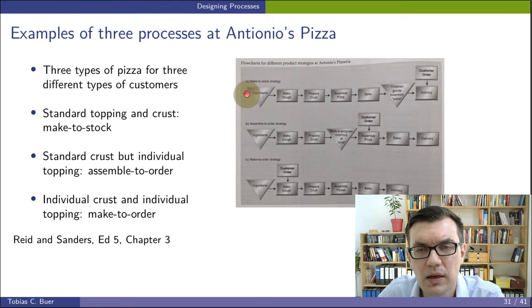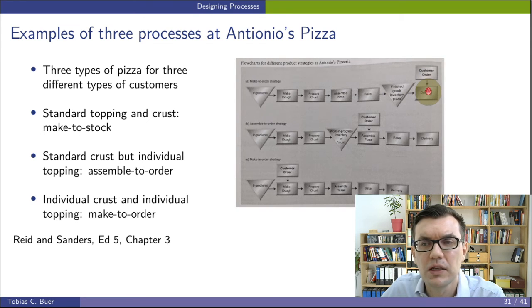This is shown in step number A. We have an inventory of ingredients and we use this inventory to make some dough. After we prepared the dough, we prepare the crust. Then we put the topping on the pizza, we assemble the pizza and we put the pizza in the oven. And once the pizza is finished, we put it in the finished goods inventory. And then once a customer gives us an order, we can quickly hand over the pizza and deliver it.